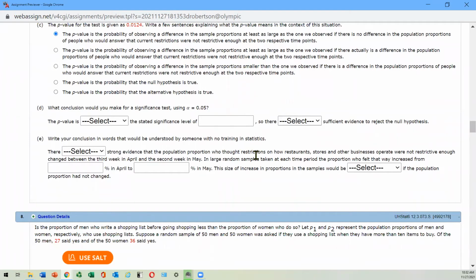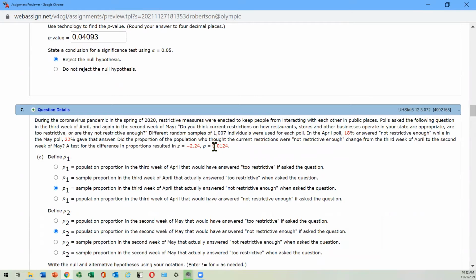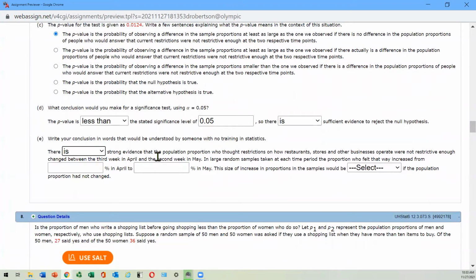What conclusions can you make? Well, at a significance level of 0.05, this is definitely less than. So the p-value is less than the stated significance level of 0.05. So there is sufficient evidence to reject the null hypothesis. So there is strong evidence that the population opinion on whether restrictions on how restaurants, stores, and other businesses are not restrictive enough changed between the April week and the May week.